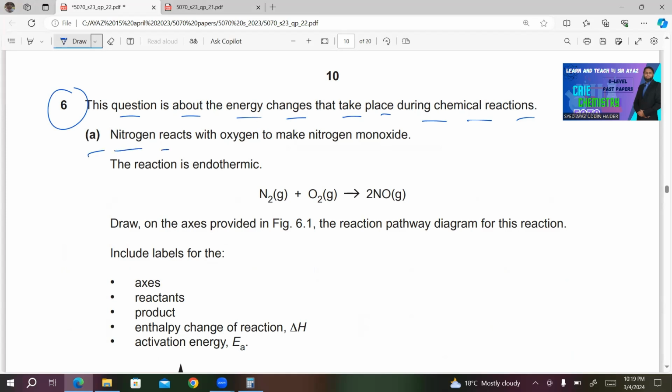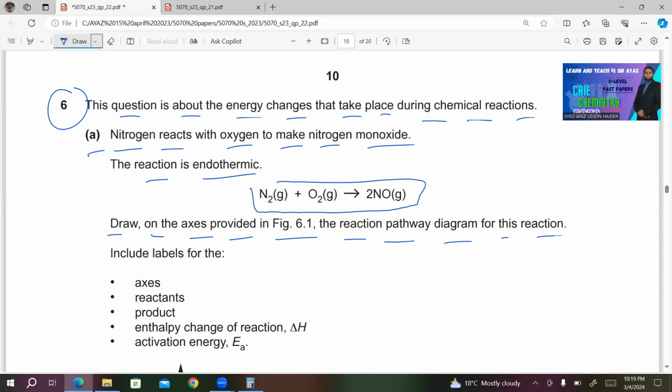A. Nitrogen reacts with oxygen to make nitrogen monoxide. The reaction is endothermic. This is the reaction: N2 gas plus O2 gas gives 2NO gas. Draw on the axis provided in figure 6.1 the reaction pathway diagram for this reaction. Include labels for the axis, reactants, product, enthalpy change of reaction delta H, activation energy EA.